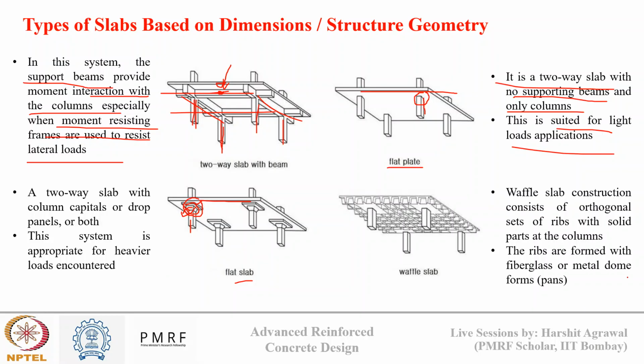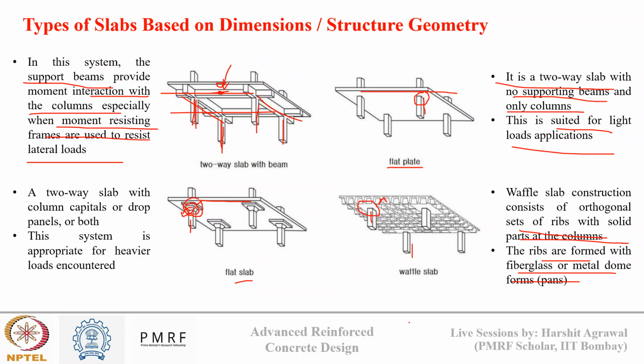And finally, we have the waffle slab, which is constructed by orthogonal sets of ribs with a solid part at the column. You can see these are columns. There is a solid part here, and there is a waffle kind of pattern everywhere around. What this waffle pattern does is reduce the weight of the slab, and to create these ribs we need specialized formwork in the form of glass fiber and metal domes. Though it is fancy looking and lightweight, its construction is expensive compared to other types of slabs.